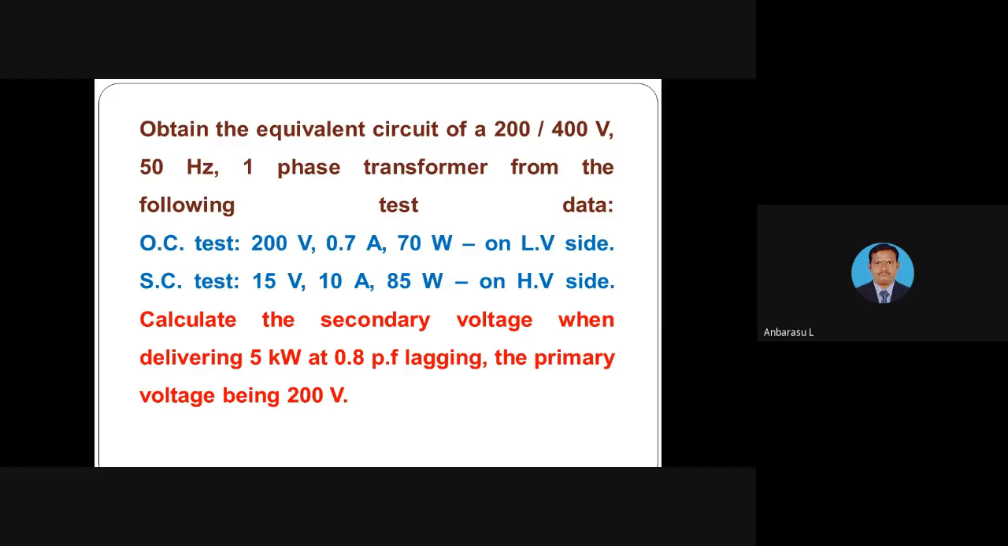Calculate the secondary voltage when delivering 5 kilowatt at 0.8 power factor lagging, the primary voltage being 200 volts. In this problem, we have to determine the equivalent circuit of that single phase transformer and also the secondary voltage when delivering 5 kilowatt at 0.8 power factor lagging. The primary voltage is 200 volts. It is a single phase transformer.